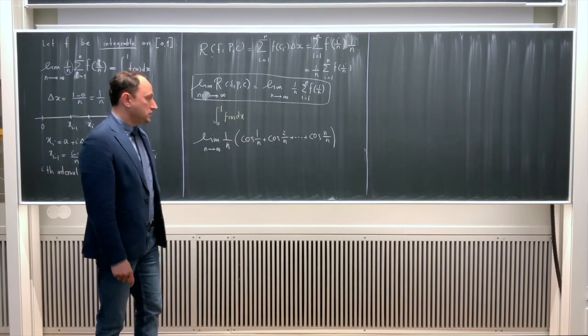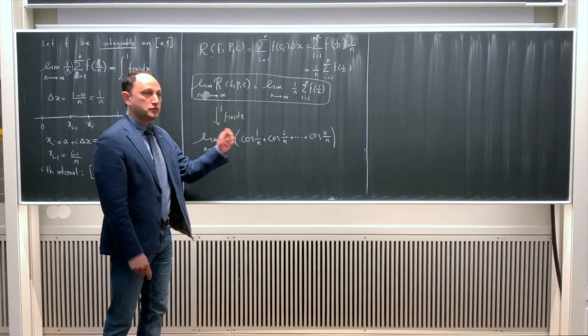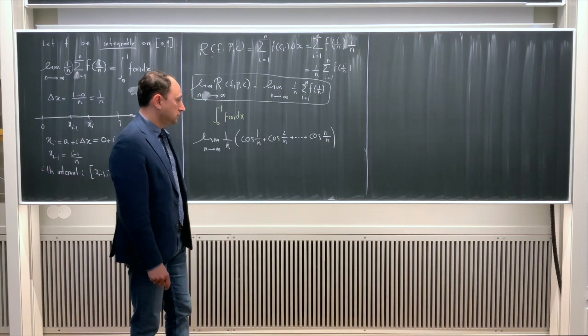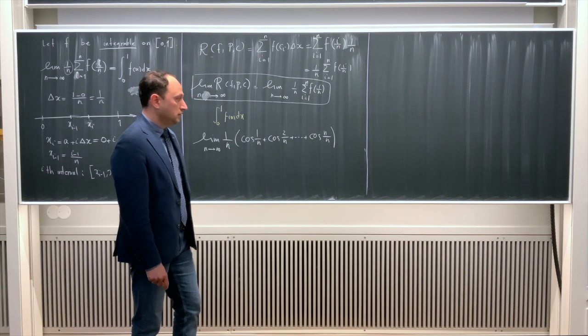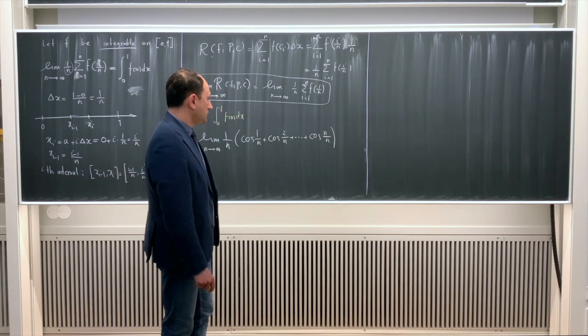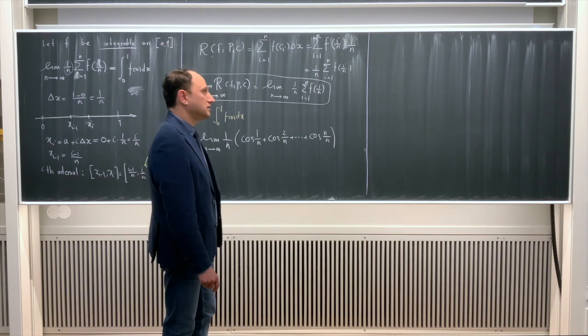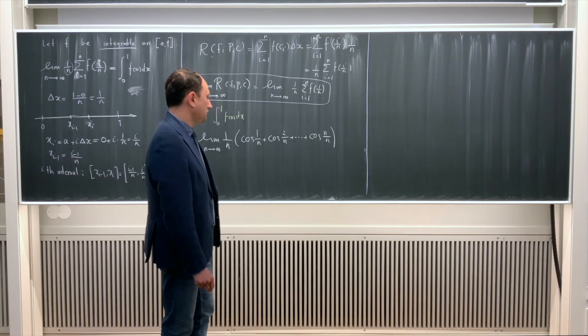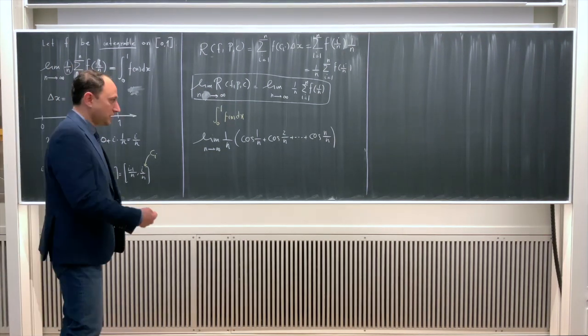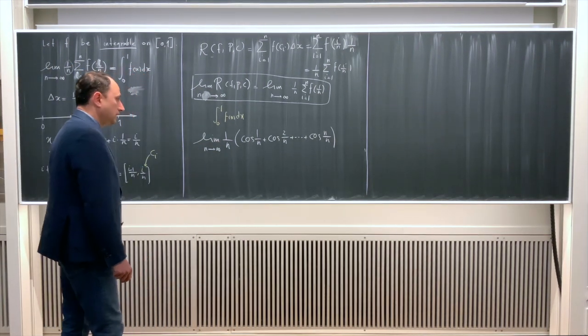1 over n is 0, so cosine of 0 is 1. 2 over n is also 0, so cosine of 0 is 1. And if you continue, all of these are probably 0, or no, that might not be correct. Yeah, this does not work here. Okay, so I probably need to go to the next example to ask you the same question. It does not work here.